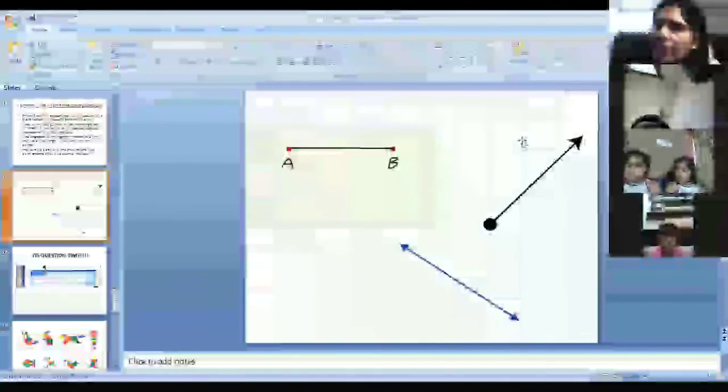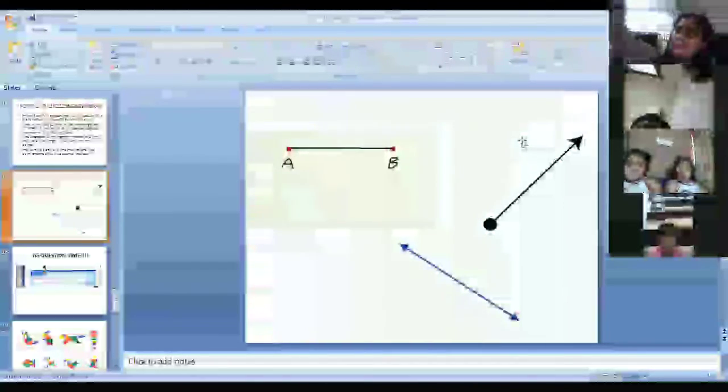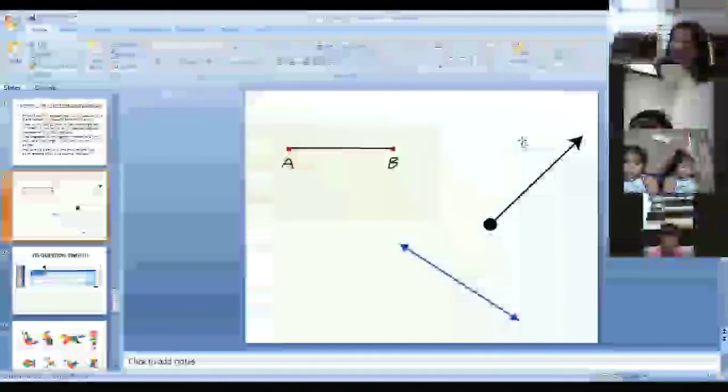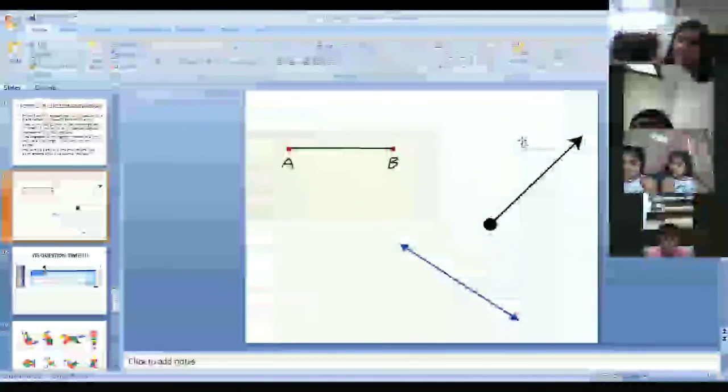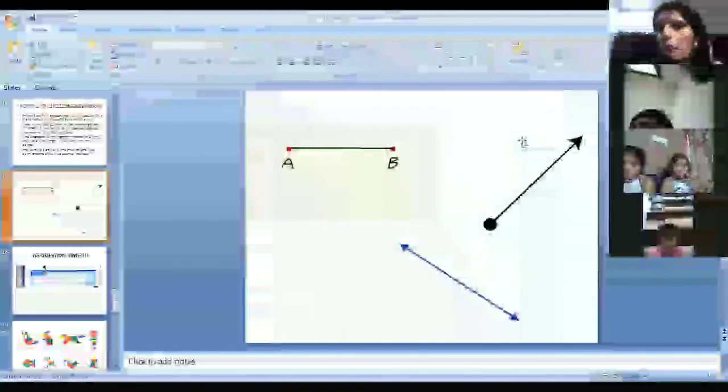whereas a ray has only one fixed point and can extend endlessly at the other end. So the example would be sun rays, the rays coming from the sun. The sun is one point which is fixed, and the rays coming down towards the earth are an example of a ray.